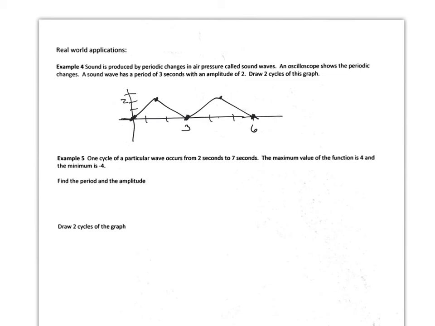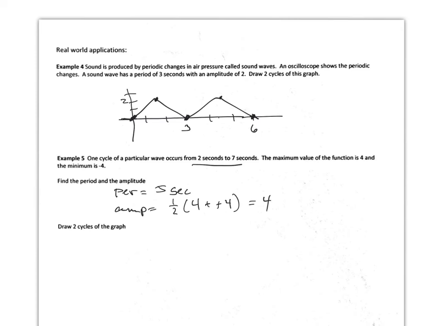Now this gives us a little bit more information because now we know we're going to go down below the x-axis. And we know the period has to occur from 2 to 7. So the period is 5 seconds, which is helpful because now we know every 5 seconds the answer should repeat. The amplitude is 1/2 the max, which is 4, minus the minimum, which is -4. So our amplitude is half of 8, which is 4.